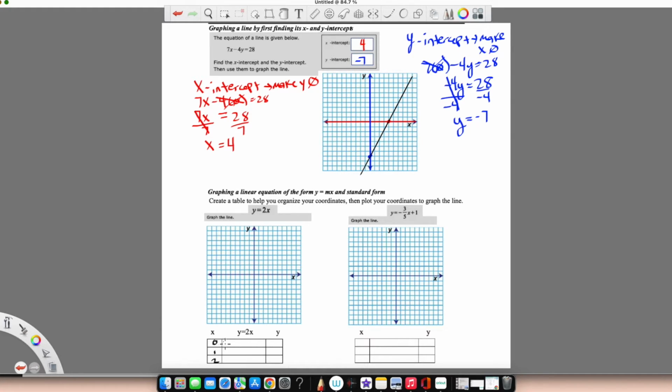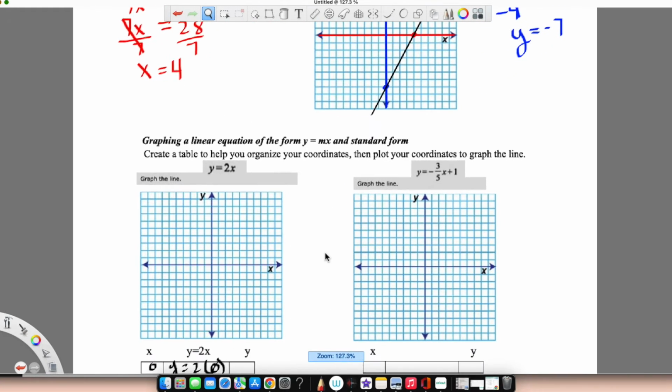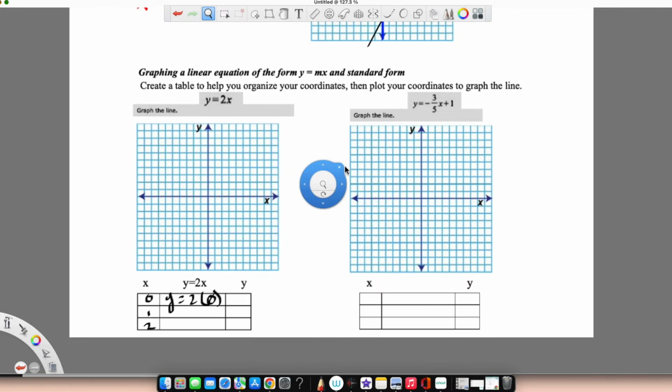So y equals 2 times 0. And you know what? I'm going to zoom in a little bit because it's just a little too small for me here. Okay. So y equals 2 times 0. So 2 times 0 is 0. So my first coordinate is 0, x was 0, and my second part was 0. So this is my first coordinate. And remember, they always go x, y like this. So this, 0, 0, is my first point.